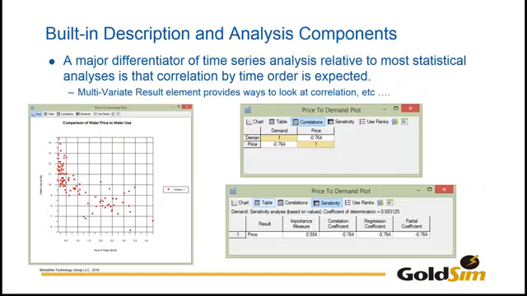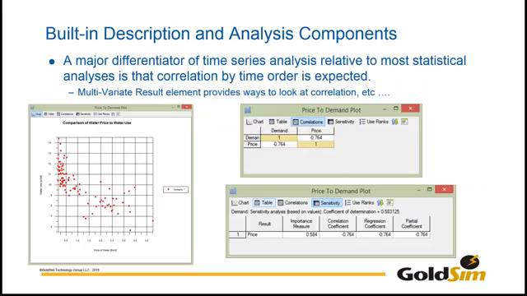So now we're going to move on to some of the element types perhaps that are used maybe a little less frequently in GoldSim, but the multivariate result element provides a good way to look at correlation.